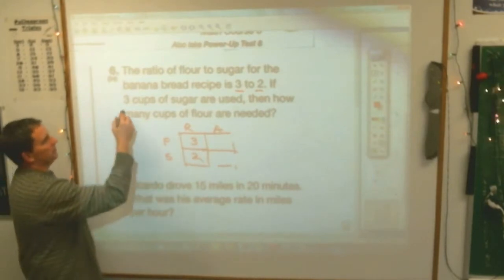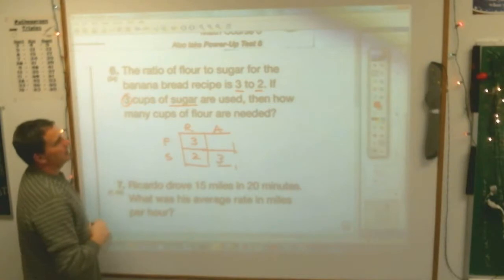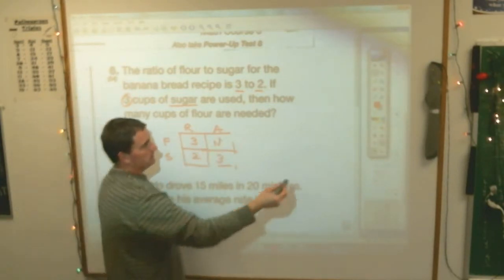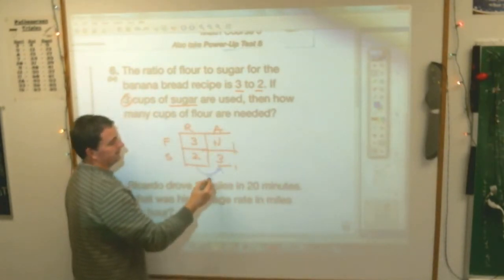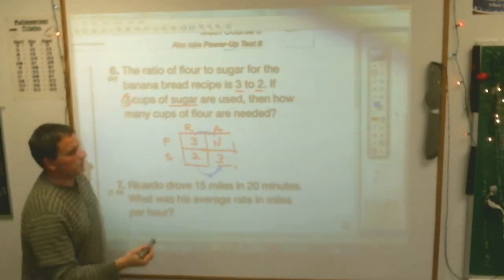The actual recipe calls for 3 cups of sugar, so that goes here. How many cups of flour are needed? Now this one doesn't work out as nicely as one would hope, because hopefully you could say, well, 2 times what is 3? Because you'd multiply 3 times that same thing. Doesn't work out, so what are you forced to do?